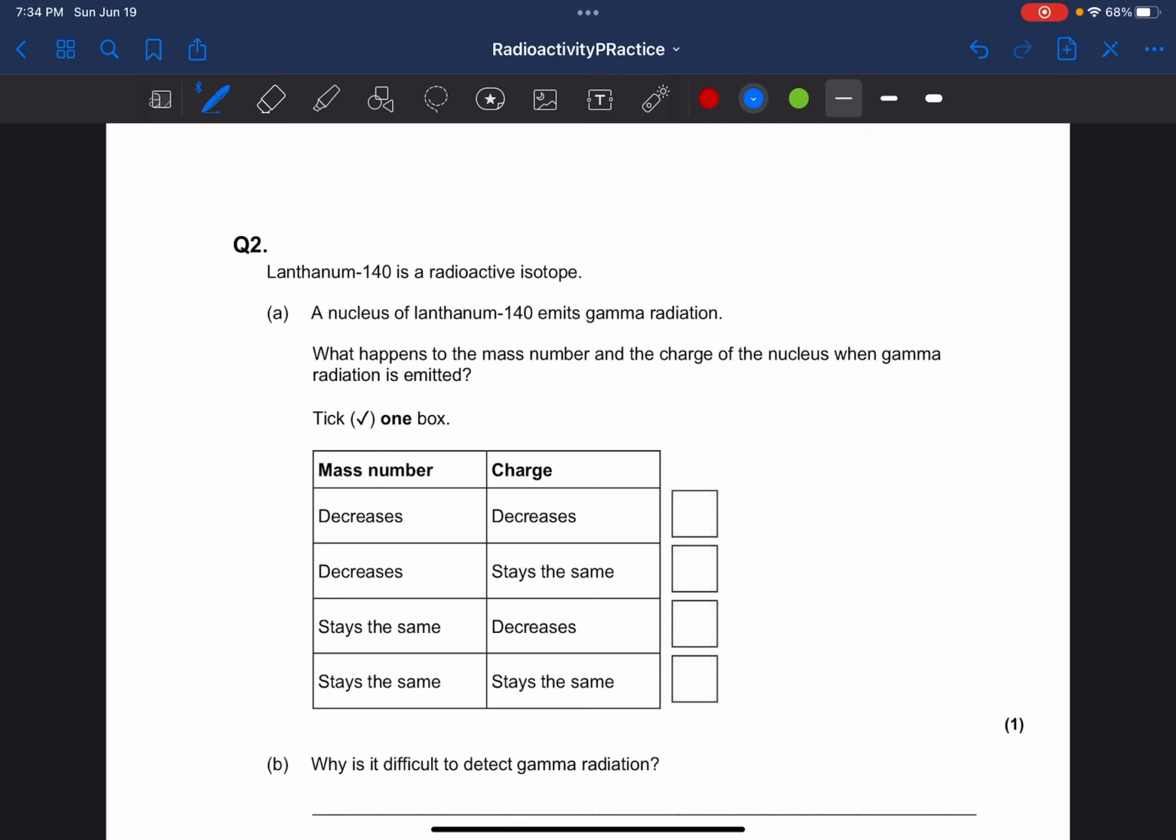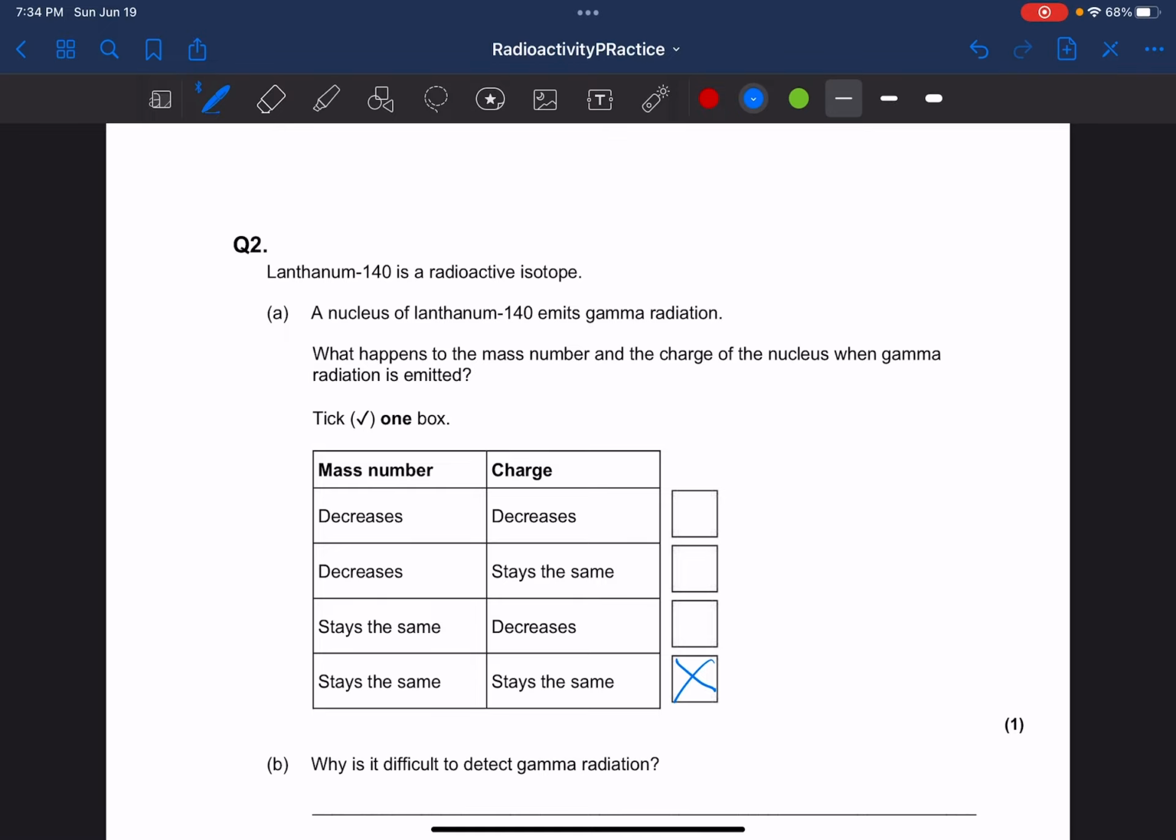So, the answer is nothing happens. Gamma radiation is electromagnetic radiation. It has no charge and it has no mass, so it can't change anything about the nucleus. So it stays the same. This is just a recall question. It's one that you just have to know.